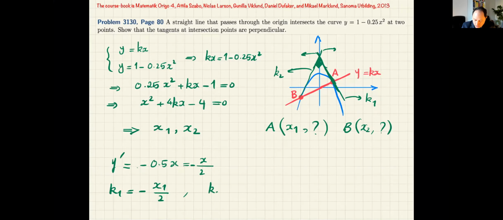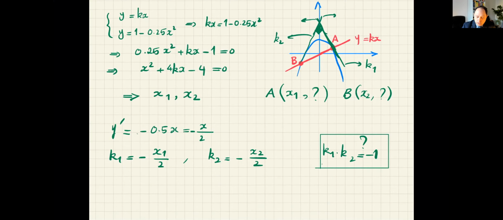And now, what is k2? I hope that everyone knows that this is also the same. Agree with me? But what was my goal? My goal is to show that these two lines are perpendicular. So this means that I need to show that k1 multiplied by k2 is equal to minus 1. This is my question mark. If I can show the product of these two numbers is equal to minus 1, then I am done.